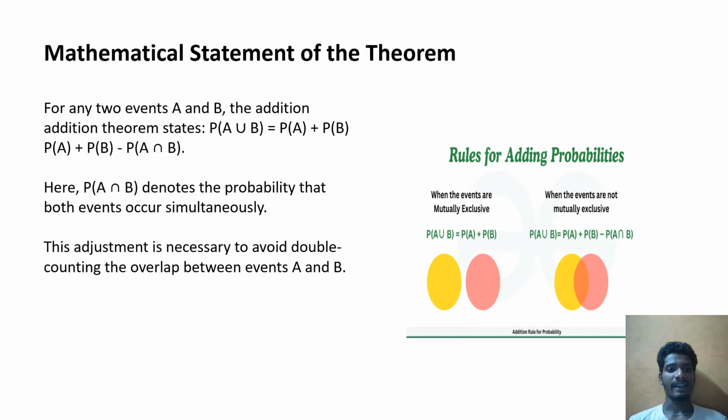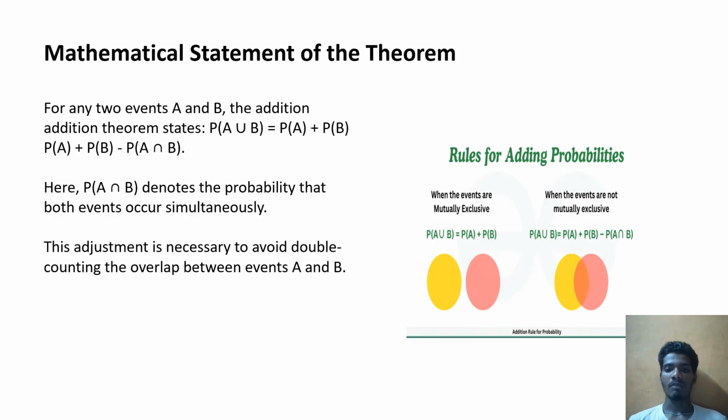Mathematical statement of the theorem. For any two events A and B, the addition theorem states P of A union B is equal to P of A plus P of B minus P of A intersection B. Here, P of A intersection B denotes the probability that both events occur simultaneously. This adjustment is necessary to avoid double counting the overlap between events A and B.